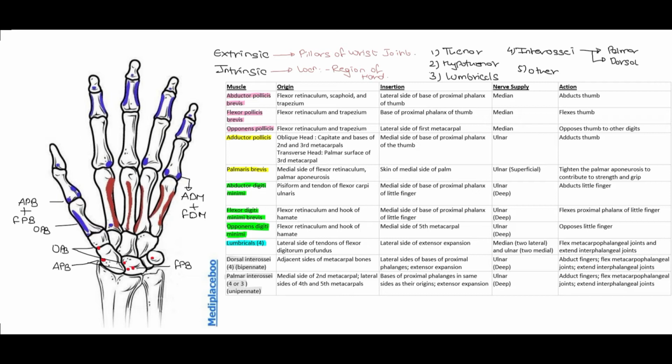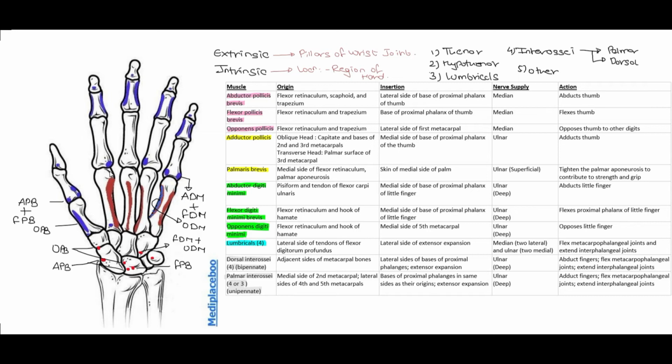The flexor digiti minimi brevis originates from the hook of the hamate and inserts along with the abductor digiti minimi. Next we have the opponens digiti minimi. The opponens digiti minimi also originates from the hook of the hamate and inserts on the medial aspect of the fifth metacarpal.